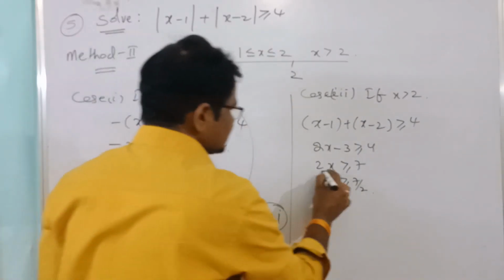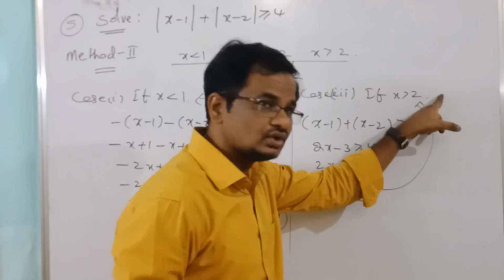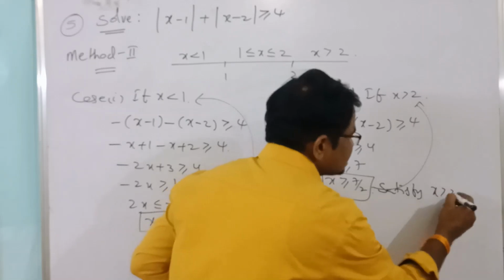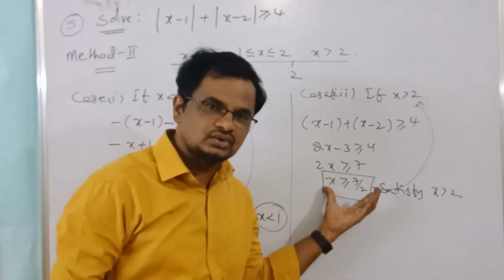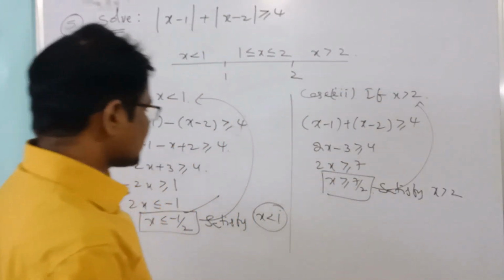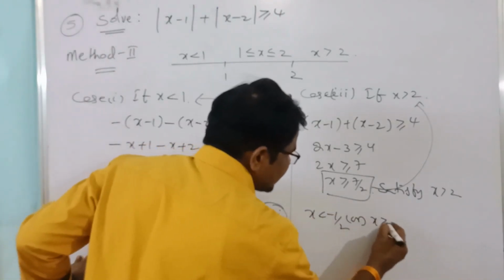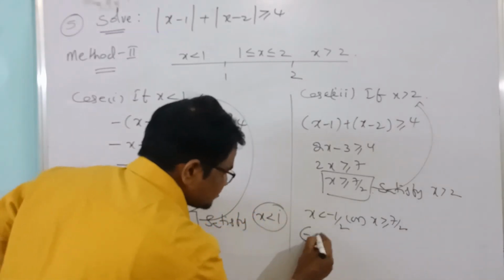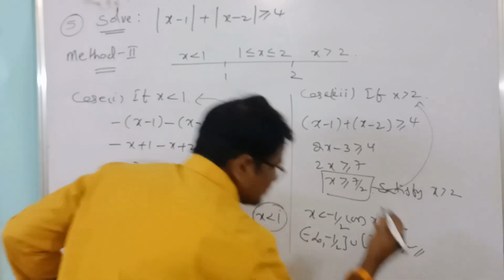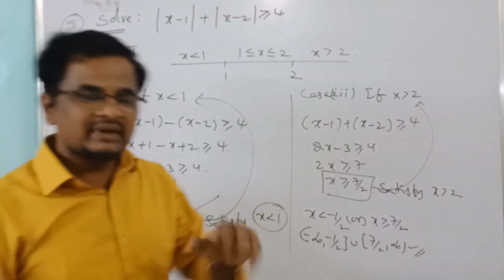So here also, this satisfies which condition? x greater than 2. So the condition here is x greater than 2, and it satisfies it. So that's why x greater than or equal to 7 by 2 are the solutions of the given inequality in this case. So finally, what is our complete solution? This one: x less than or equal to minus 1 by 2 or x greater than or equal to 7 by 2. It can also be written as minus infinity to minus 1 by 2 union 7 by 2 to infinity. So this is the solution of the given inequality by the second method.